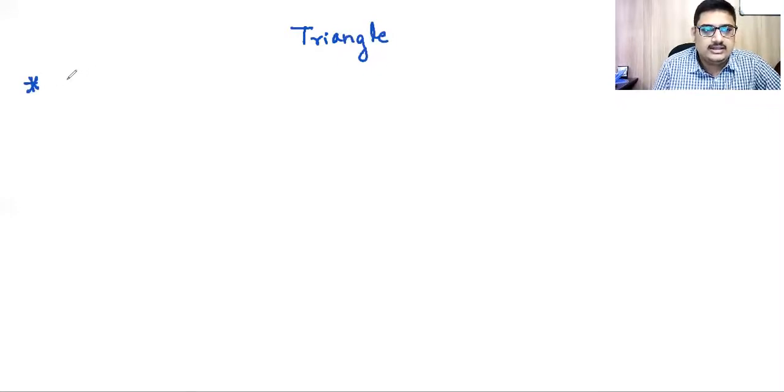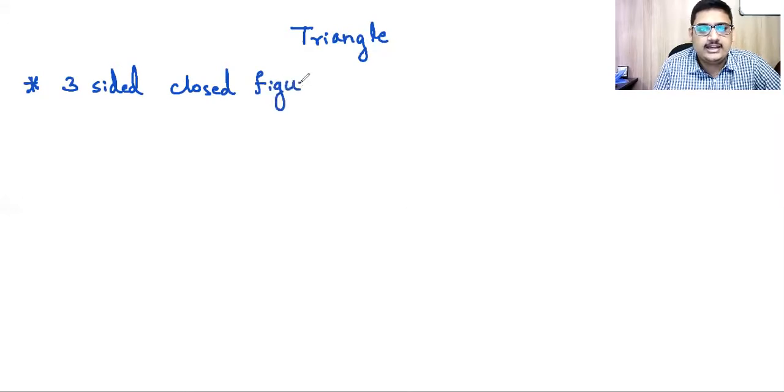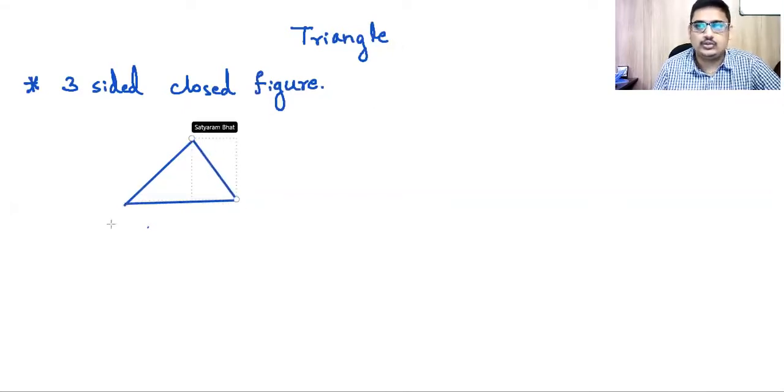It is a three-sided closed figure. This is very important. The closed part becomes extremely important. So a triangle is a three-sided closed figure. Let us take an example and draw. I'm randomly drawing three sides. This is a closed figure, but it is bounded by how many sides? It is bounded by three sides.